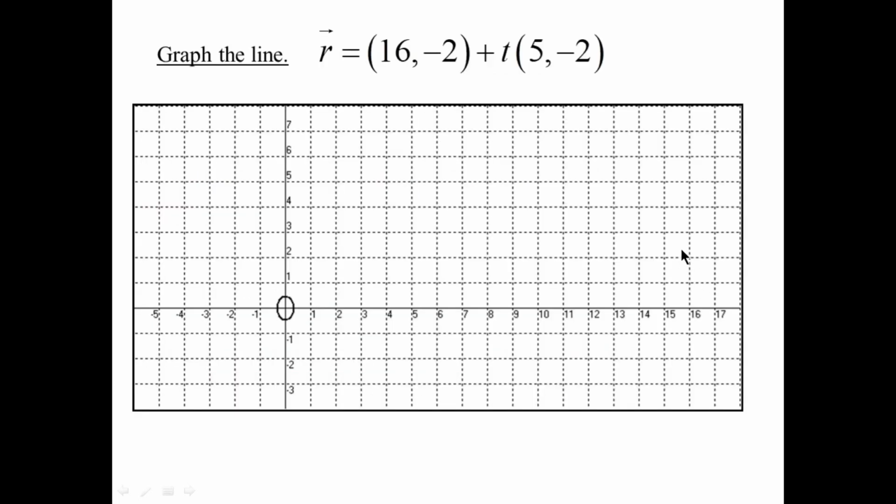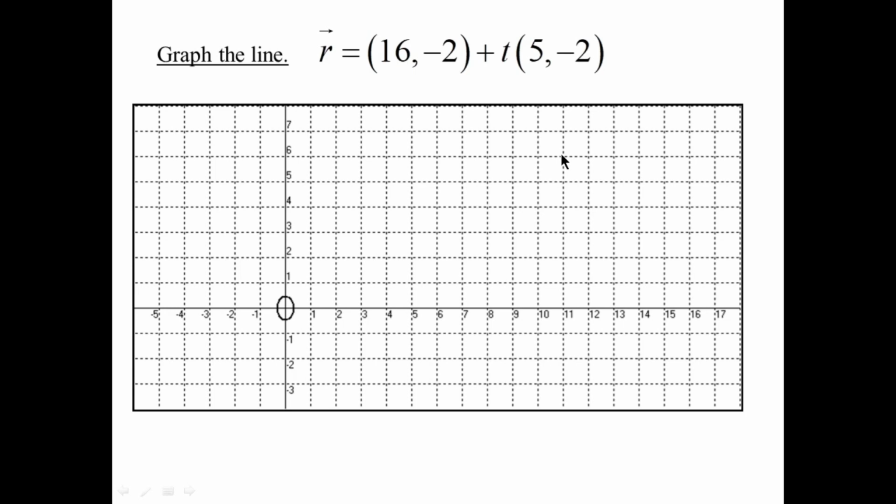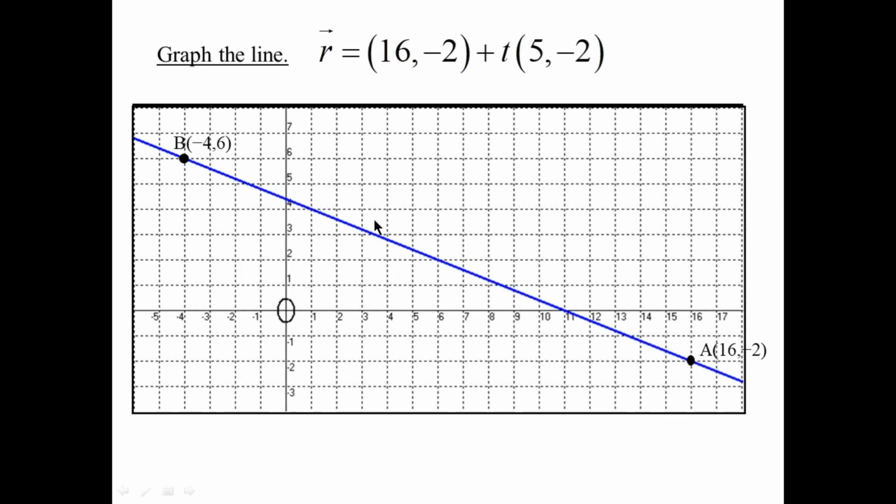Graphing it, well, let's make a graph of a line. Oh, this is grade 9 math. Let's put the point (16, -2) on there. Now we also know the other point that was on this line, (-4, 6), so let's put that on. So we got (16, -2) and (-4, 6) up there. And so our line, using our ruler, is this blue line.